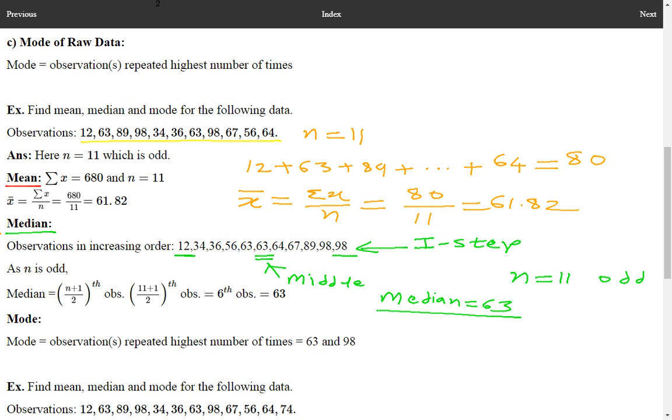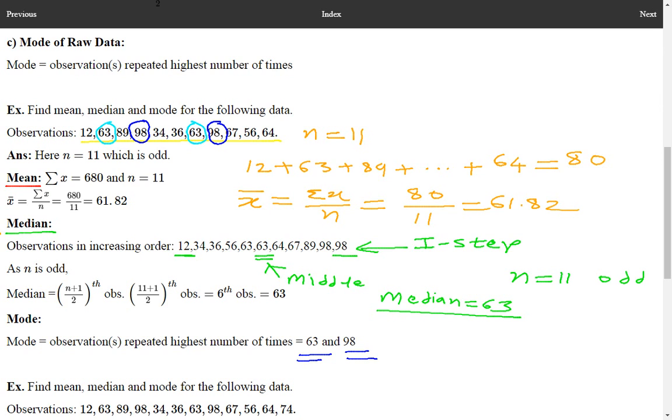Finally, we will find the mode. Mode is the observation which is repeated the highest number of times. So you can observe here 63 is repeated 2 times, as well as observation 98 is repeated 2 times. So there are two modes, 63 and 98.